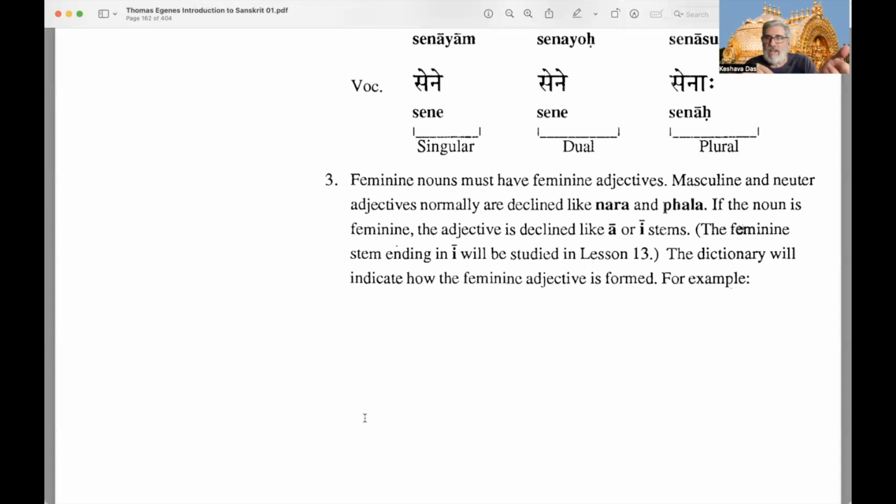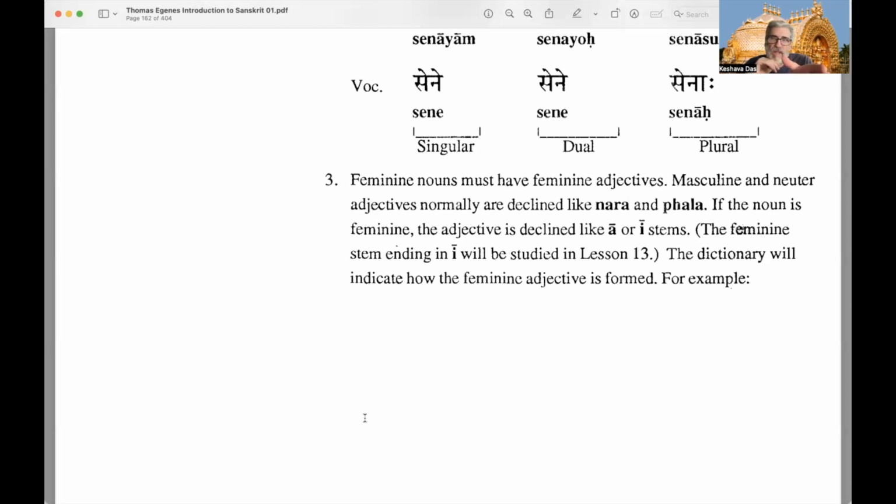So he says that if you have an adjective which is describing a masculine noun, then put on it an ending like you would if you declined the masculine nara or the neuter phala, depending on whether the noun you're describing with your adjective is masculine or neuter. No matter what ending it has, if it's an I ending or U ending, whatever it is, it doesn't matter. Use the A ending masculine endings and the A ending neuter endings for your adjective.